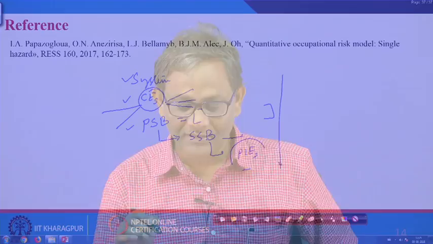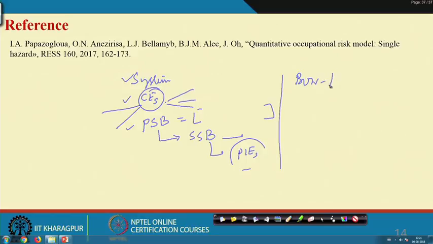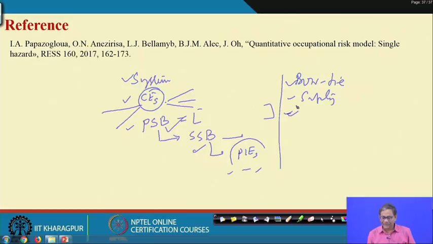So what we have done today: you have revisited the bow tie, you have learned the safety barriers in terms of three important concepts, and you finally got the methodology to identify the PSB, SSB and PIEs. You have seen two different examples, and these will be useful enough for you to develop the safety barriers for your own system, but this is not sufficient. You have to go for safety barrier analysis.